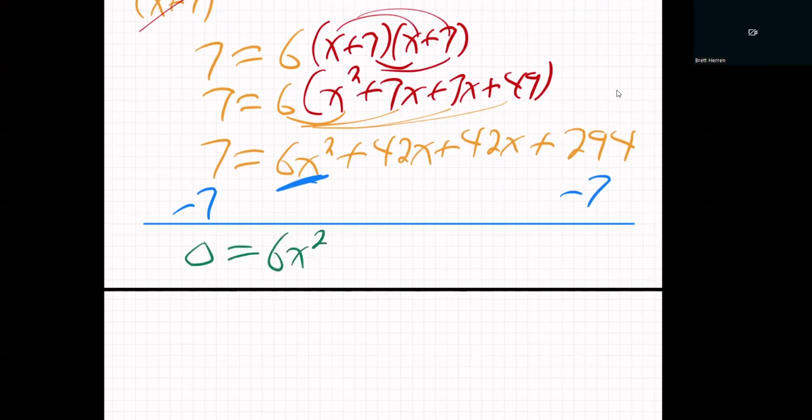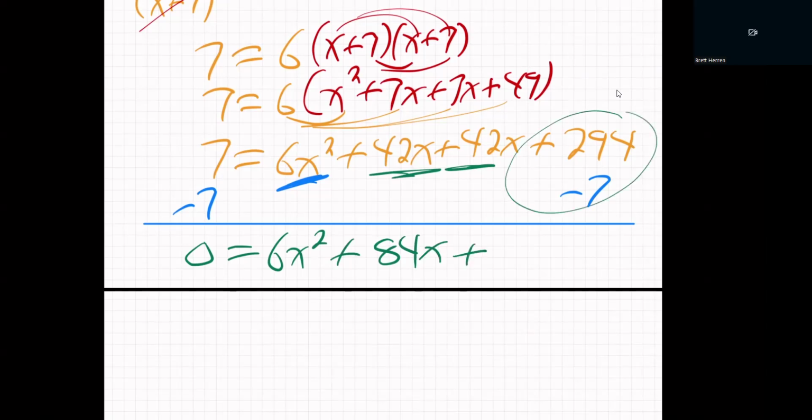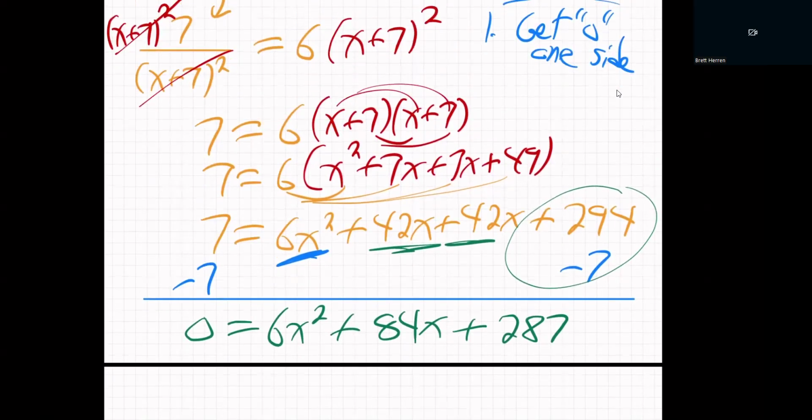We have 6x squared plus 84x, and then 294 minus 7, I don't know, 287, I think. Yeah, okay. Boy, this is kind of getting awful. So now that's step one, get 0 on one side.